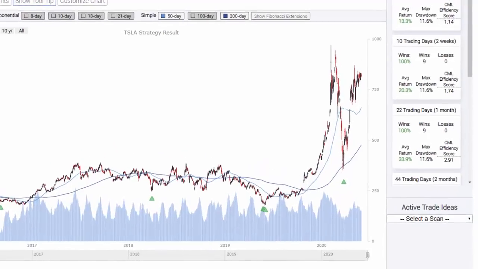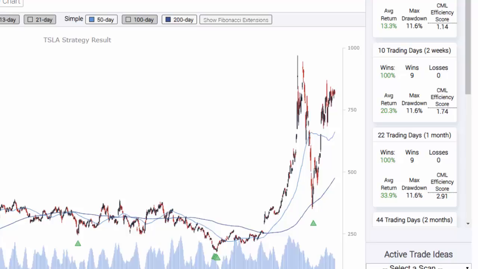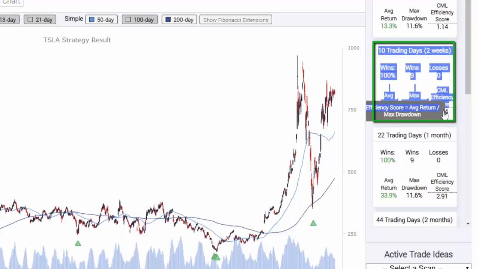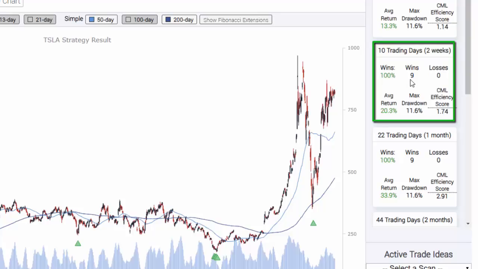So, on the right-hand side, we can instantly see the results of something very simple. Just getting long stock for a certain number of trading days. And this time we will focus on 2 weeks, 10 trading days, right here. We see this has happened 9 times in the last 3 years. The average return in just 2 weeks in Tesla stock was 20%, and the max drawdown was 11.6%. That gives us an efficiency score of 1.74, which is meteoric.